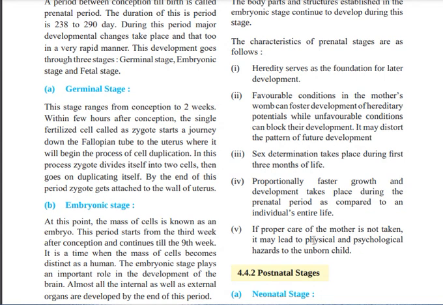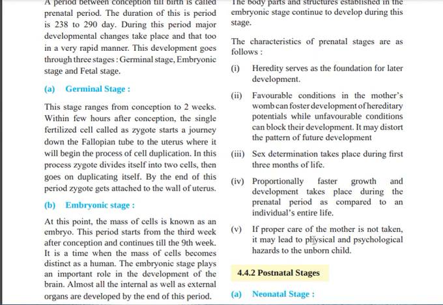Okay, germinal stage. Within a few hours after the conception, the single fertilized cell called a zygote... Conception, you need to keep in mind, is nothing but when the sperm enters the ovum, that is called conception. And after 2 hours of that, there is a single fertilized cell called a zygote, which starts a journey down the fallopian tube to the uterus, where it will begin the process of cell duplication.